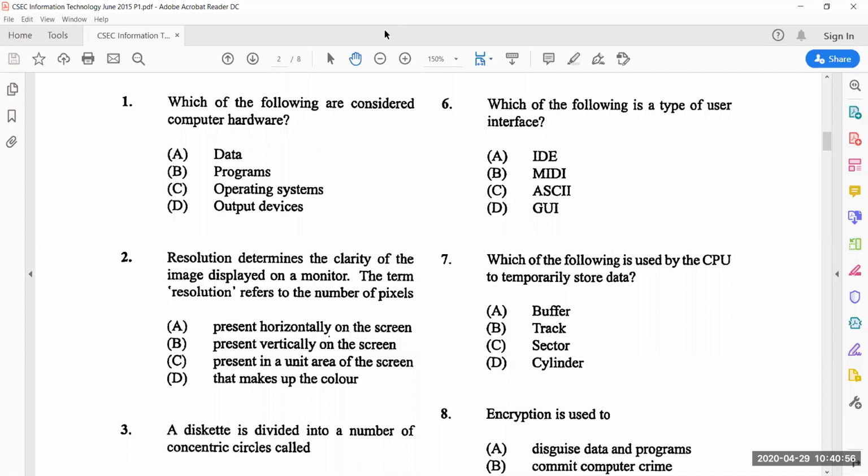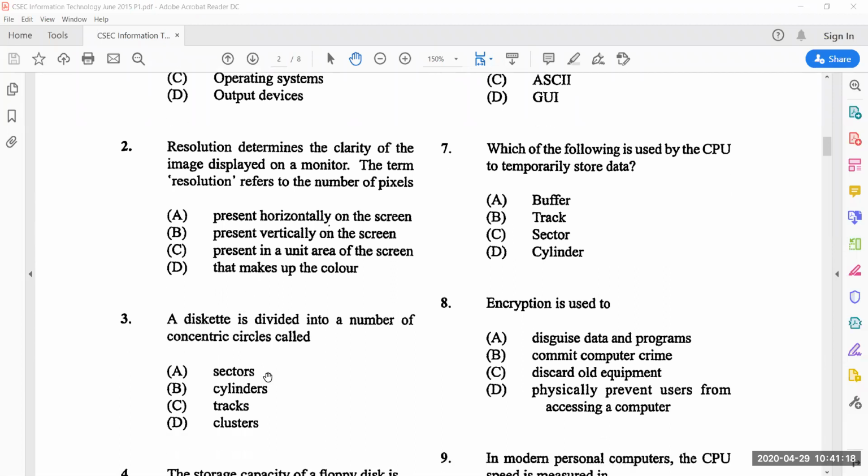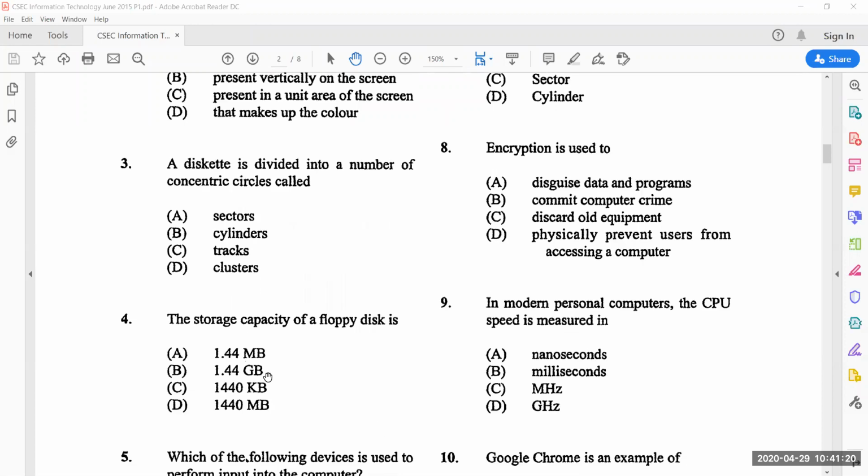Okay, the second question, resolution determines the clarity of the image displayed on a monitor. The term resolution refers to the number of pixels present in a unit area of the screen. Right? Yes, C. Okay. Let's move on to 3.